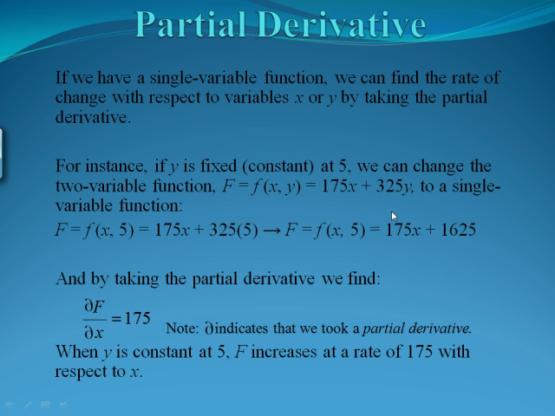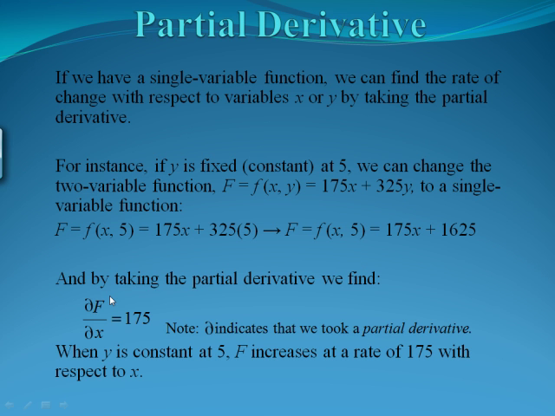So now we can take the derivative of this function with respect to x because we know how to take the derivative of a single variable function. So here, the derivative with respect to x, when y equals 5, is just 175, because the derivative of 175x is 175, and 1625 is now a constant, so that goes to 0.